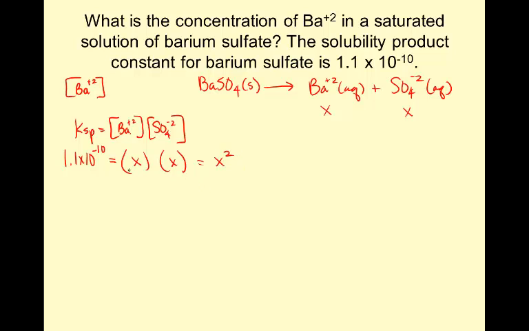So how do I get the concentration of barium? Well, I solve for X by taking the square root. And so the square root of 1.1 times 10 to the negative 10th is 1.05 times 10 to the negative 5th. Now, that represents concentration of barium. That's molarity. And that is equal to the concentration of barium.